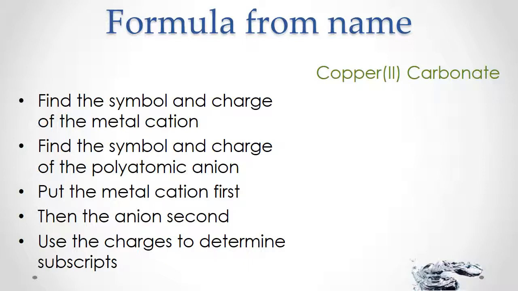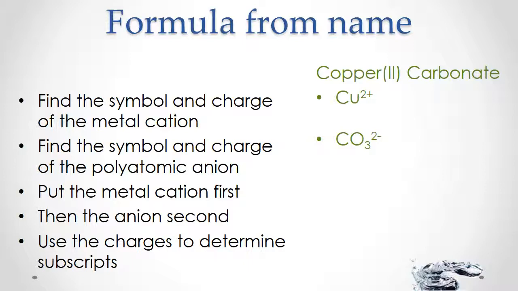The first thing we want to do is find the metal. It's going to be copper 2 plus, so we're going to write the symbol as Cu2+. Remember, we're getting the 2 plus charge because it's a copper, so it's a transition metal and it has a Roman numeral. The carbonate, we're going to get the symbol CO3 2 minus from our table that we have.